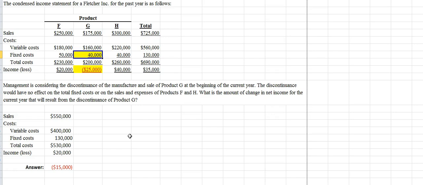Okay? So that's the idea behind that exercise, and this is just mathematical logic. This is the type of exercise that I like. You don't have to memorize formulas or anything. You just have to understand the logic behind this analysis, okay? And the basic logic behind this analysis is that fixed costs do not go away. When you make a decision, you have to make it in light of the fact that fixed costs are not going to go away.